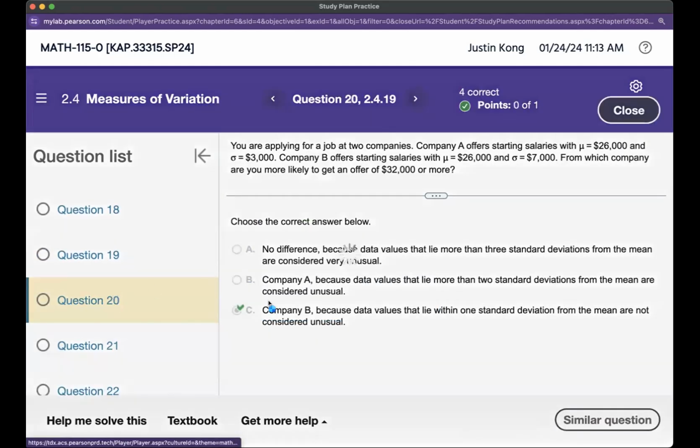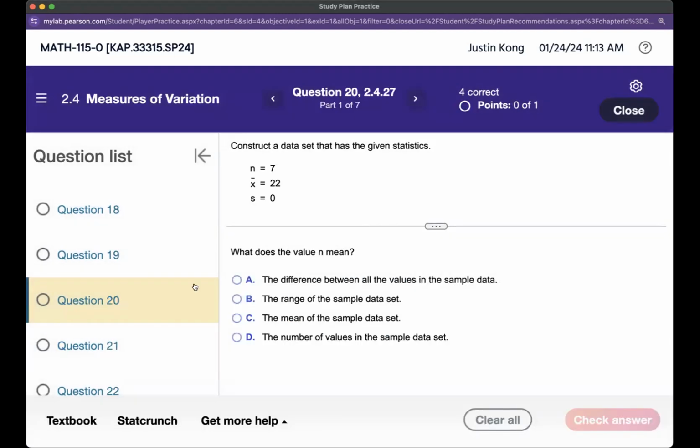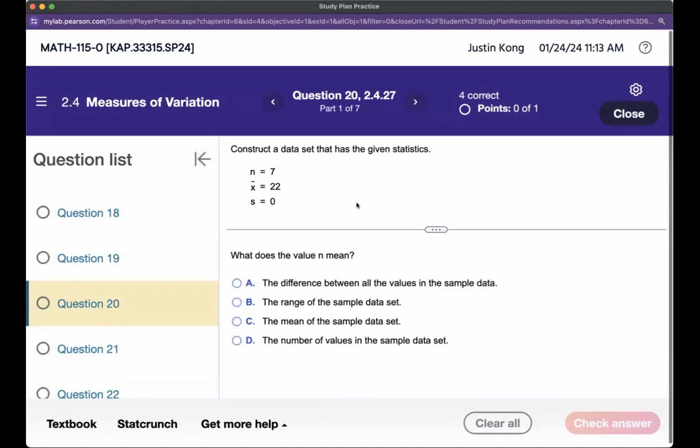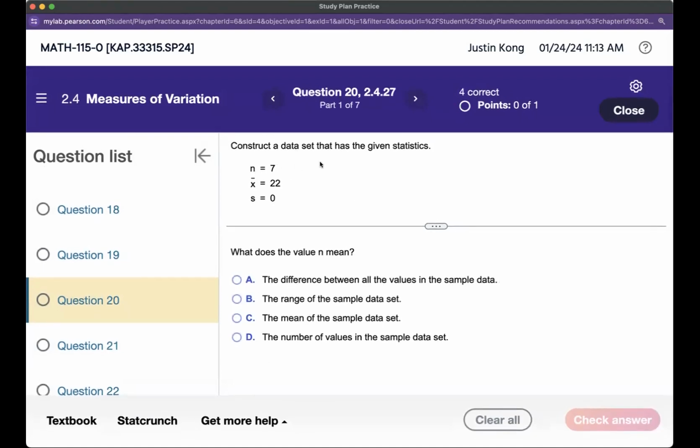Okay, sweet. 20. Let's see. If we're only doing multiples of 5, we might have time to do 2.3 as well, if you guys are interested. Construct a data set that has given statistics. N is 7, X bar is 22, and S is 0.